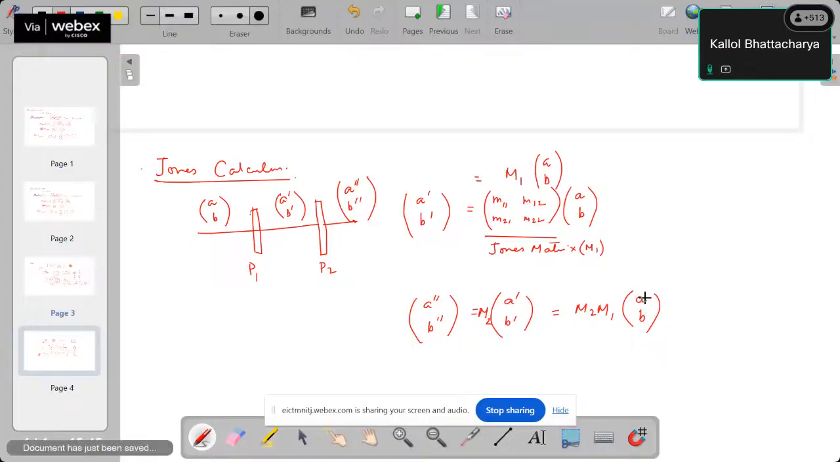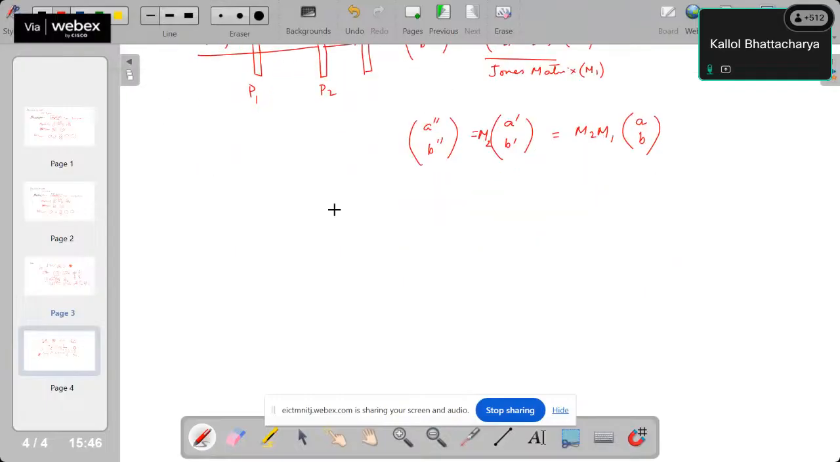So you see, if you have n number of elements, P3, P4, right up to n, then we have the general equation that after the nth element, An, Bn, which is the state of polarization, that is the Jones matrix after the nth element. So you have a series of polarizing elements. Then we can simply write this as Mn, Mn minus 1, right up to M3, M2, M1, AB.